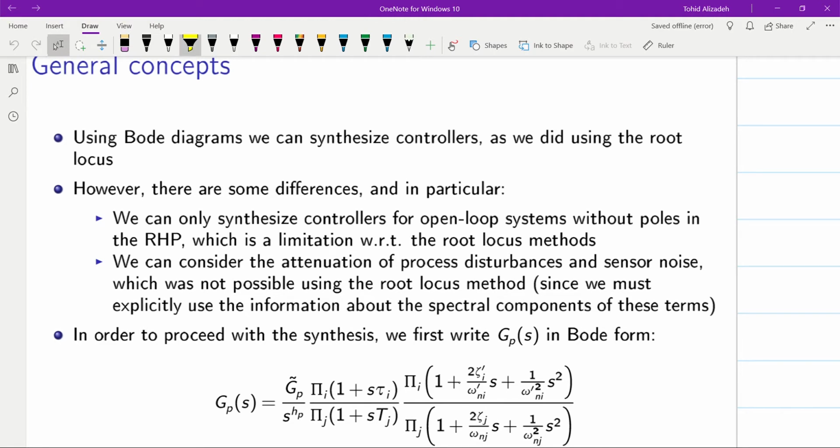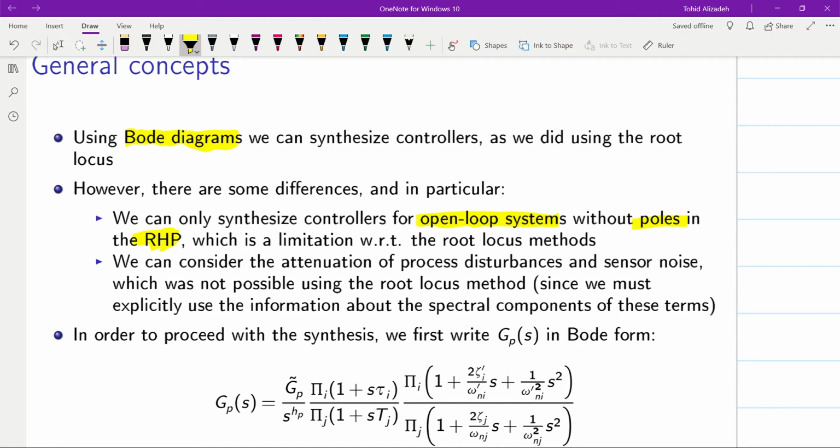Using the Bode diagrams, we will design the controllers, just as we were doing with the root locus approach, but there are differences now. With the Bode diagrams, we can synthesize controllers for stable open loop systems, or open loop systems where there are no poles in the right half plane, while with the root locus approach, we didn't have these limitations. So this is one limitation in designing the controllers using the Bode diagrams.